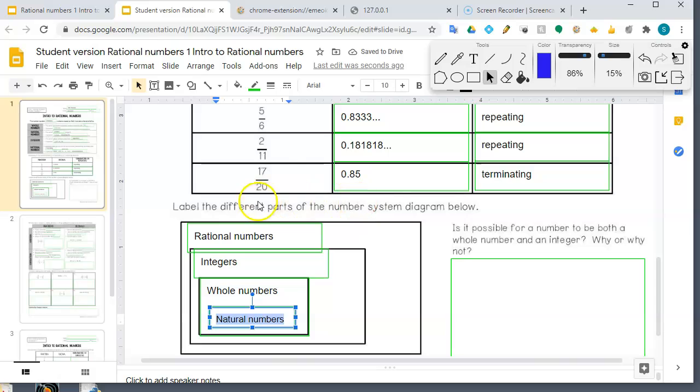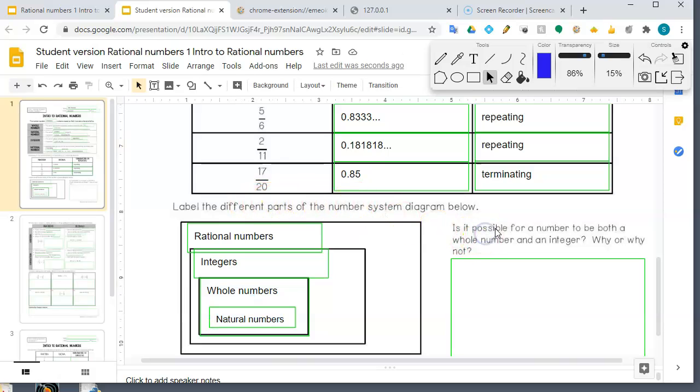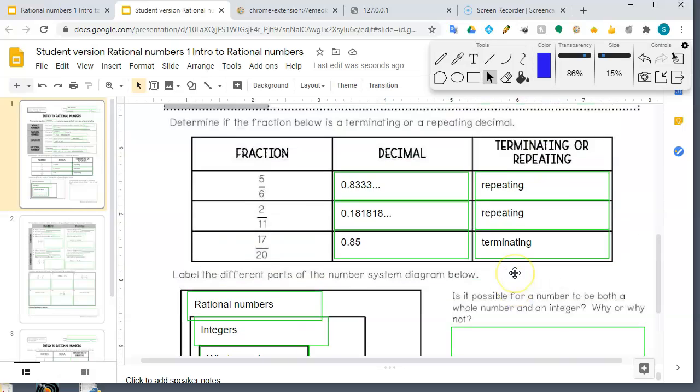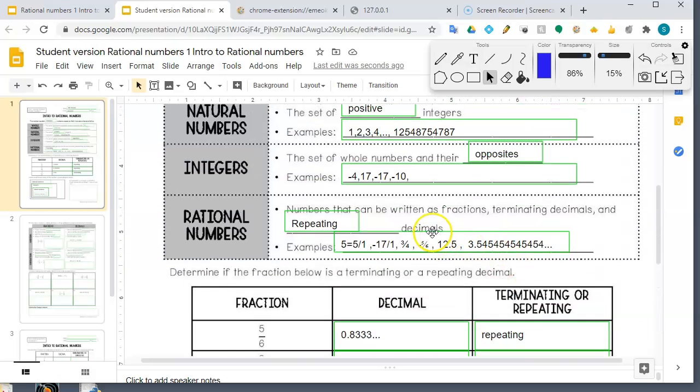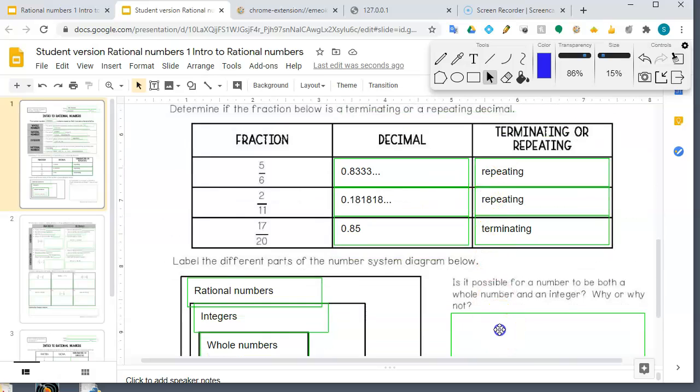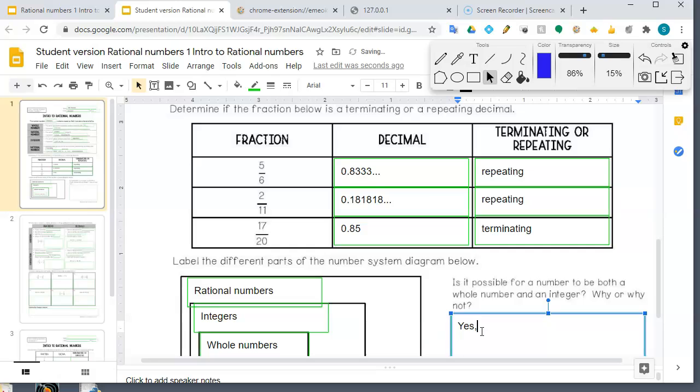All right. So let's read our question. Is it possible for a number to be both whole and an integer? Well, let's look at the definition of integers. The set of whole numbers and their opposites. So, yes. Why? Because the whole numbers are integers.